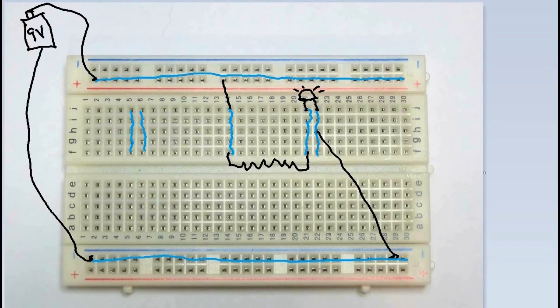So if you remember, the simple circuit before was just the battery, which went to a resistor, which went to a little LED, and then back to the negative on the battery. Just ignore that. And that's the complete circuit. Well, here it is on the breadboard.